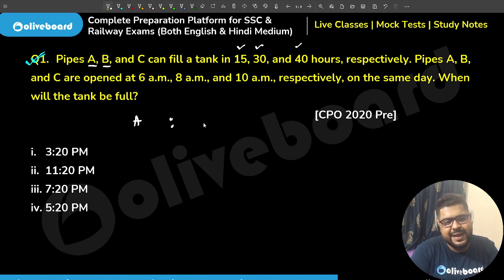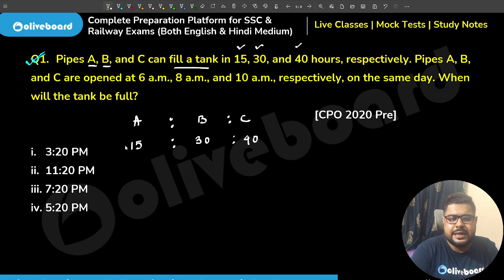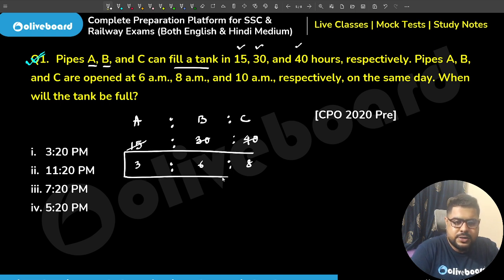So again, the same thing. So time ratio now, all are inlet pipes, all are filling. So 15 is to 30 is to 40. Again, I can cancel by 5. So 5 3s, 5 6s, 5 8s. Correct, sir? So this is your time ratio, sir.